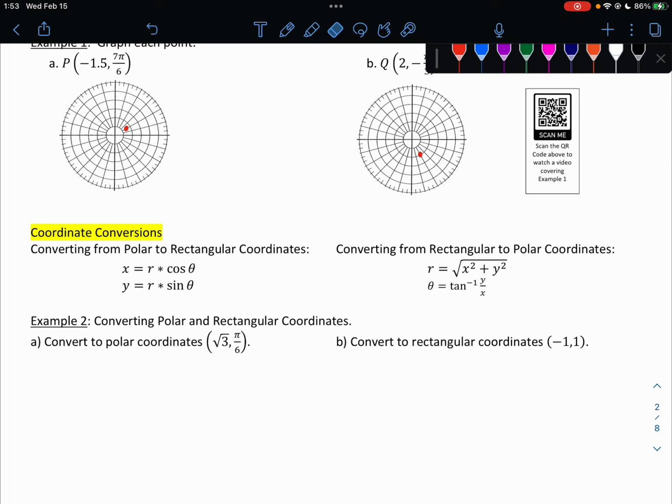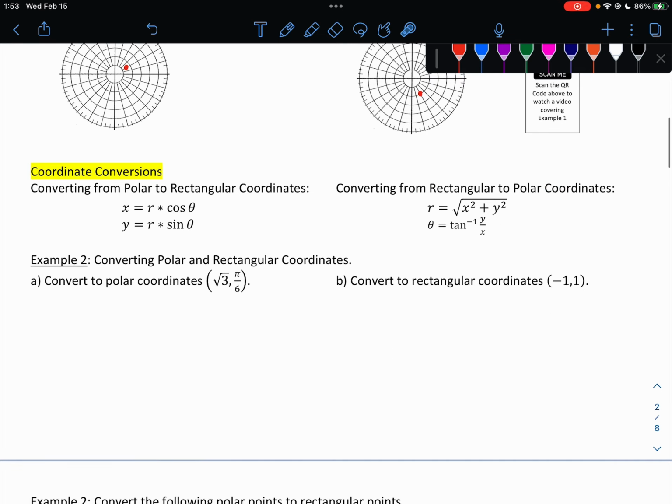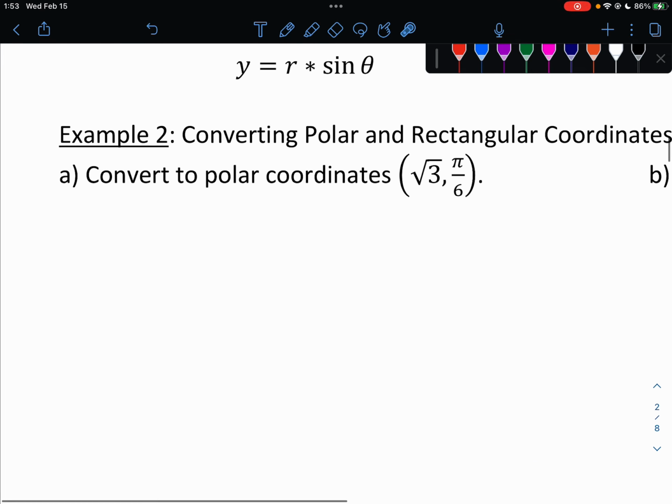Converting back and forth. Converting from polar to rectangular, we use the functions x equals r cosine theta and y equals r sine theta. Those are usually pretty easy. Converting from rectangular to polar, we use these two equations here, which is basically the Pythagorean theorem and tangent inverse. Okay? So let's start here with converting from polar to rectangular.